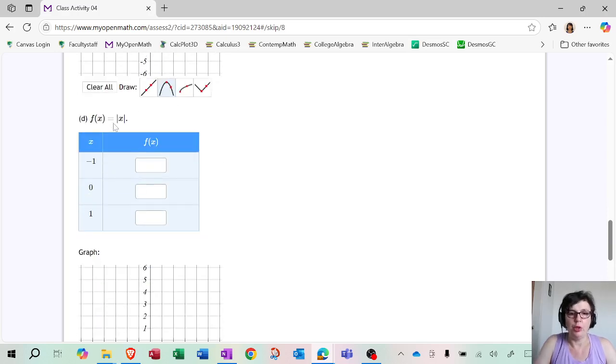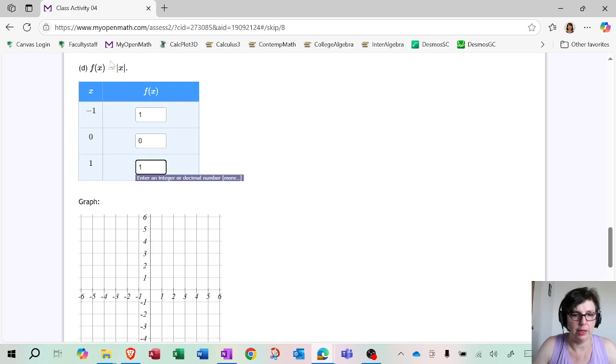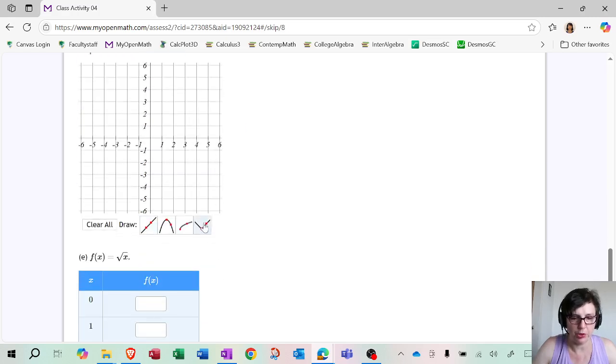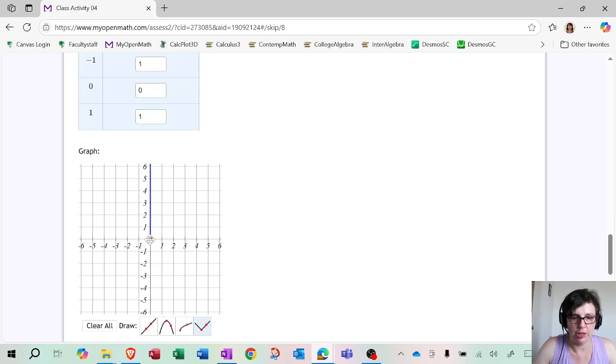Finally, the absolute value. What does that do? Absolute value gives you the distance from a number to the origin. It is always a positive answer or a 0. For example, if I want to compute the absolute value of -1, that's the distance from -1 to 0, which is just 1. So we just drop the negative. What's the distance from 0 to 0? That's just 0. The distance from 1 to the origin is 1. You need to realize this is absolute value and it looks like a V shape. So 0, 0 is the vertex of the V shape.